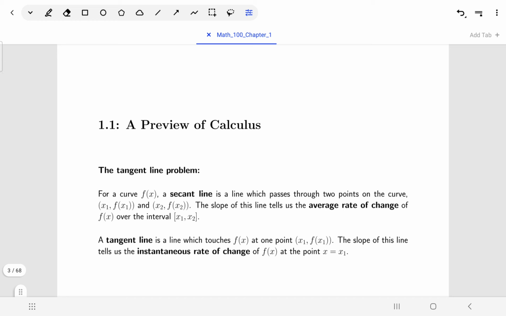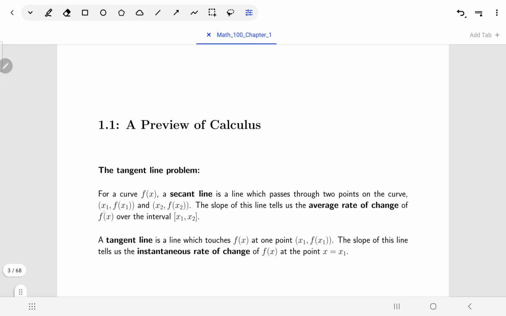Welcome back. In this section, we'll be looking at some of the basic ideas behind calculus, the origin story of calculus. One of them begins with the tangent line problem. To start off with, we have to introduce the idea of a secant line. A secant line, that's just a line that crosses through our function in two places.